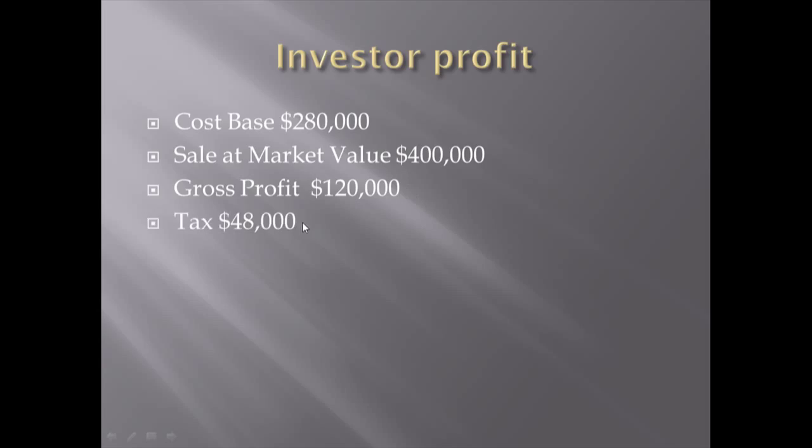Did you work out the tax at 40%? The net profit is 72 grand. Now I want you to recalculate, what if the investor sells the property after 12 months? What would be the tax and what is the net profit?